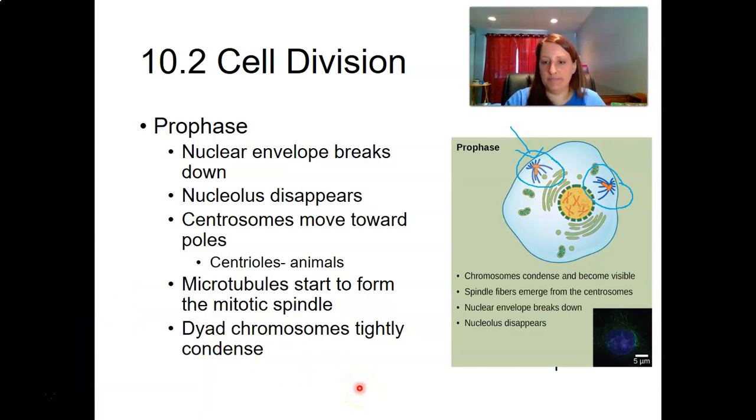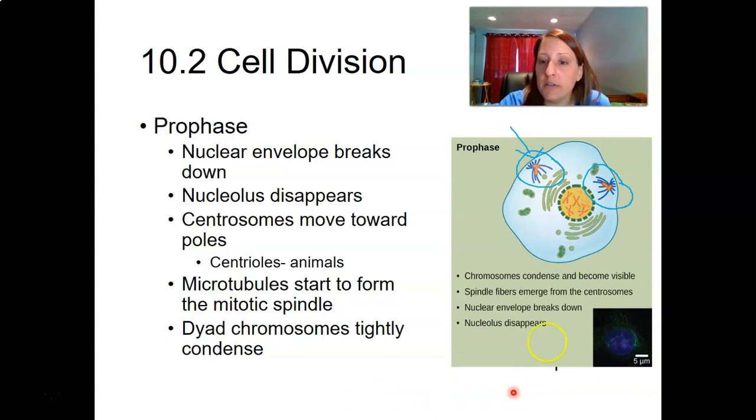And lastly, our chromosomes condense. Okay, they're going to be packaged. We talked about how they were packaged in the beginning of this chapter, right? So we've got our histone proteins that form nucleosomes, the beads on the string, and then those are going to be put together using more proteins, eventually becoming thicker and thicker and thicker to form dyad chromosomes.